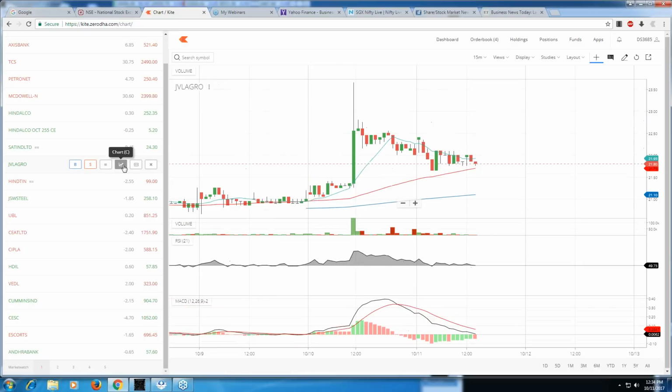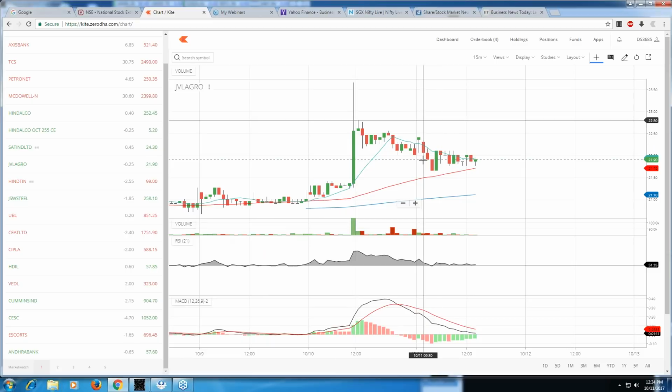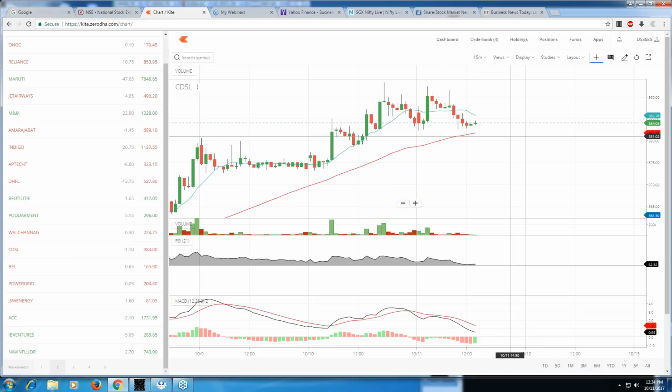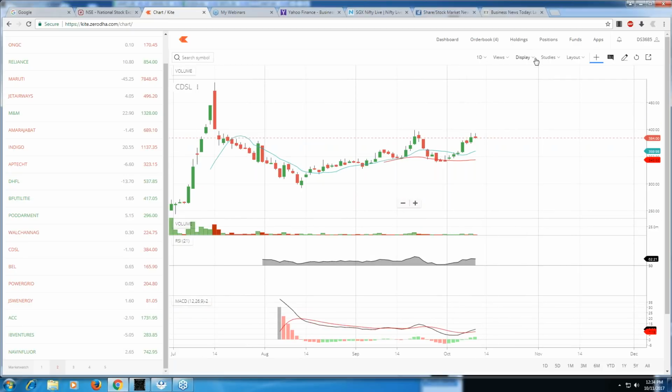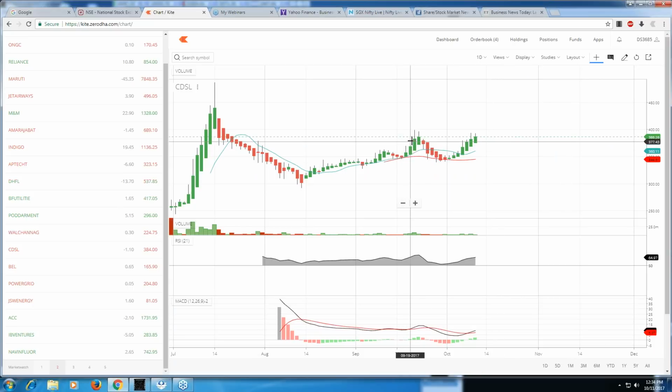Rest of all the stocks that I have given you are doing well. JVL Agro is again bouncing back today. It had given a good run up yesterday. Again, I believe it should go up. And CDSL is really a great stock. I would say you have multiple entries in this. Whenever it forms a red doji in the Heikin Ashi candle, exit your trade, and whenever a green doji forms, buy it.